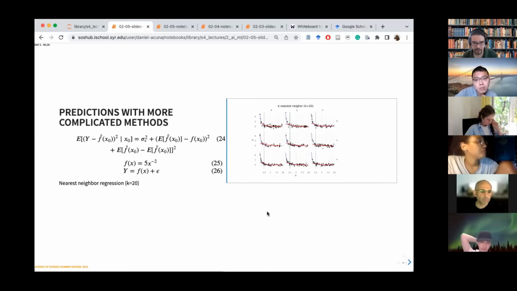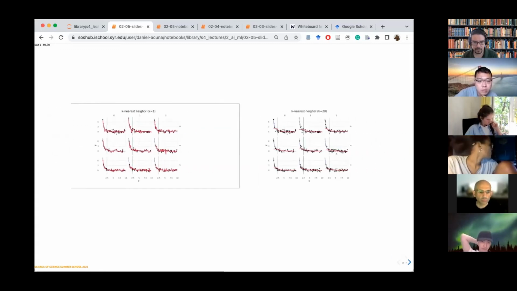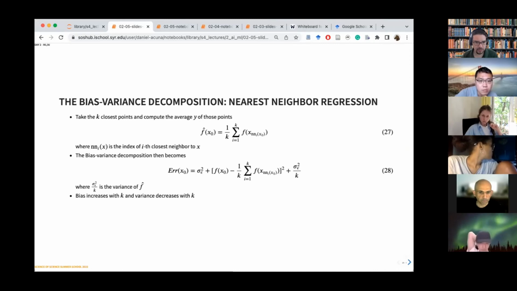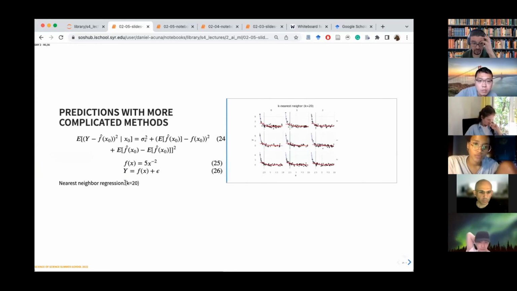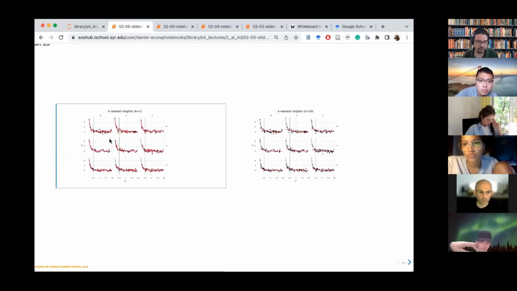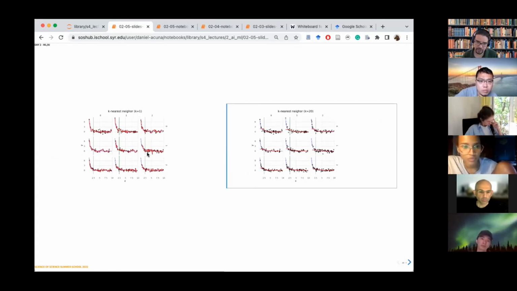Now if I use more neighbors, so let's say I use 20 neighbors instead of one, the fit will be smoother because I'm using more neighbors to find the prediction. If I put the two models side by side, the nearest neighbor with a very small number of neighbors and with a lot of neighbors, you can see that there are differences. Here it is very jittery, but it's very close to the function, and here it is very smooth, so it doesn't vary a lot, but it's far away from the function.